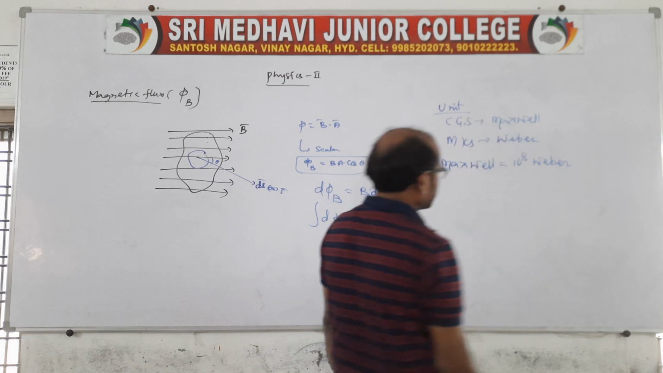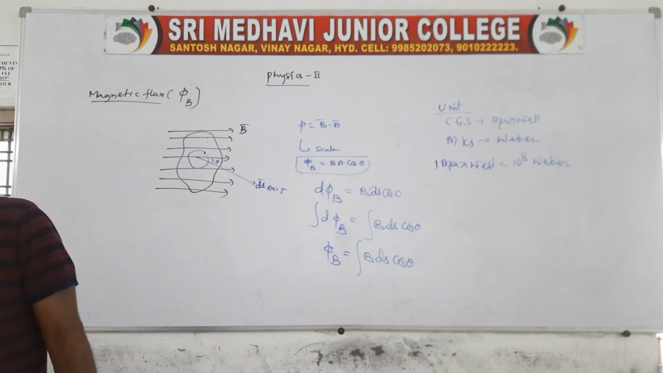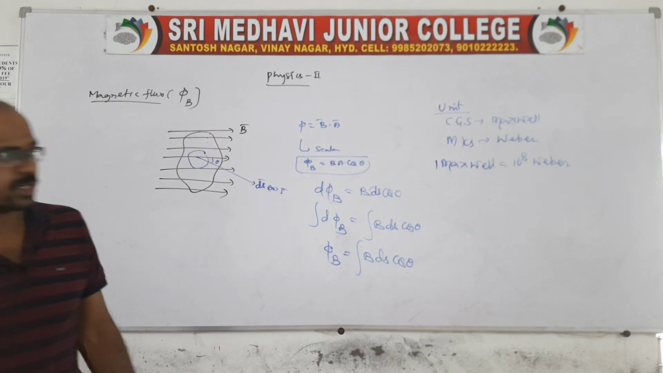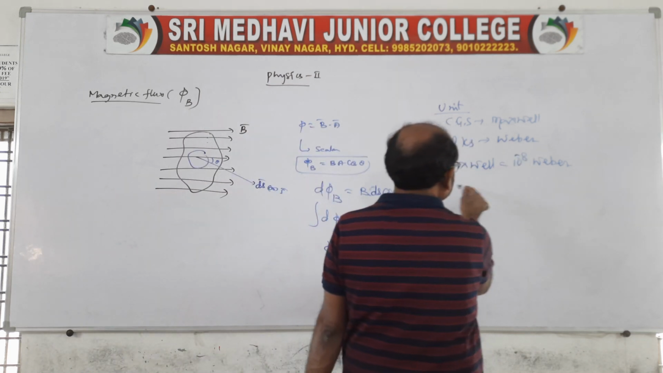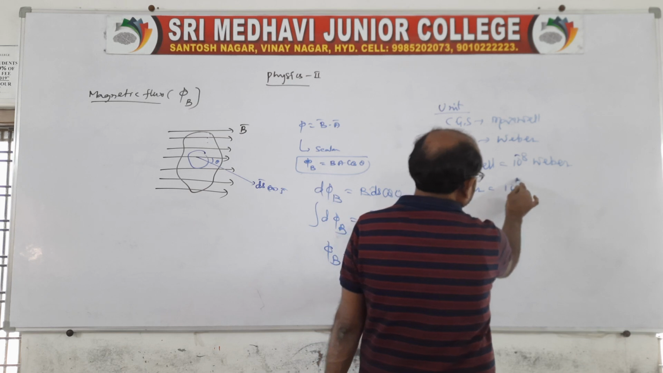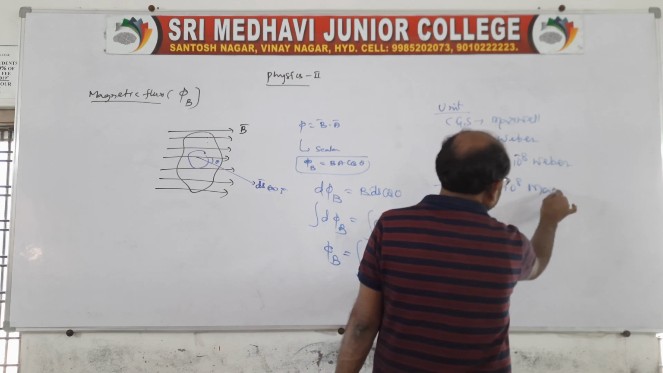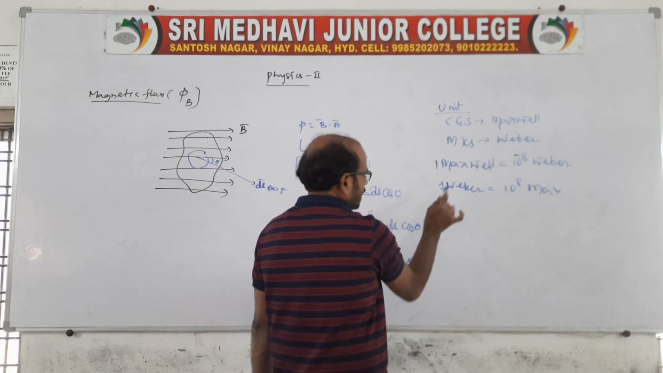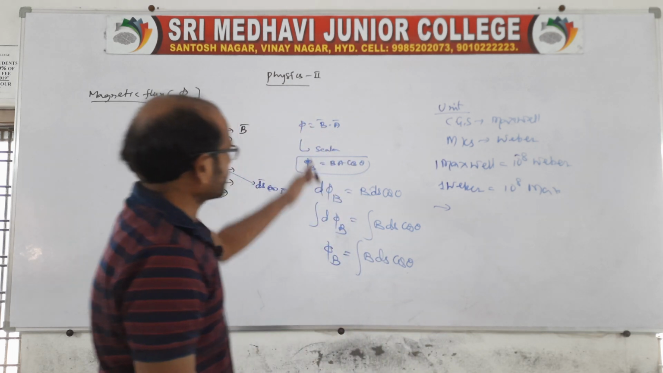So you remember everyone, 10 power 8 it is a Weber, or you want to say 1 Weber is equal to 10 power 8 Maxwell it is. You take it like this, right?